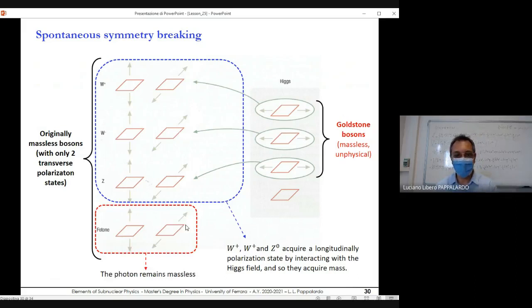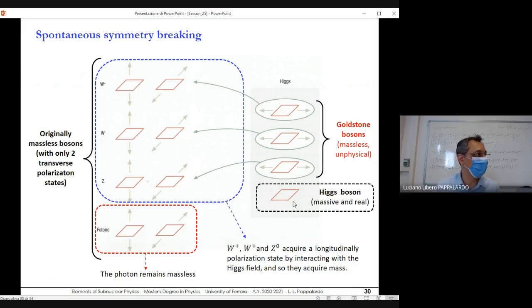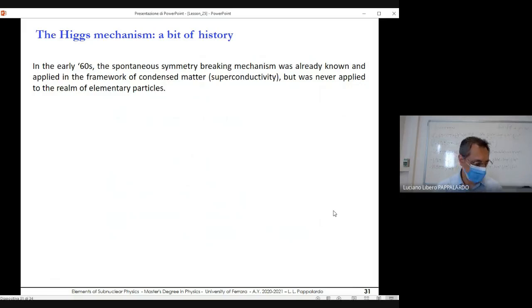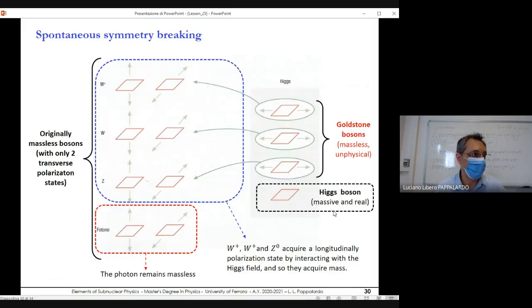The photon remains massless because nothing has happened here. And in addition, we are left with a new object that is predicted to be there, and so we have to detect it, the Higgs boson, indeed. Massive and real. Now, a bit of history. This mechanism we will develop tomorrow. This requires some effort, so this we will do tomorrow on the blackboard. Today, I just wanted to give you the main picture.